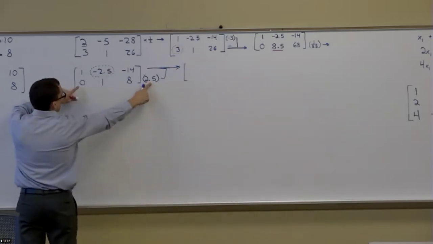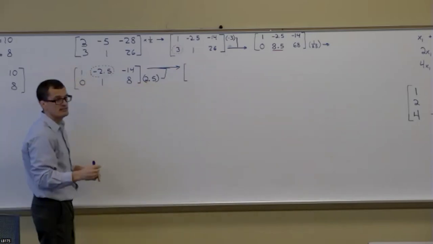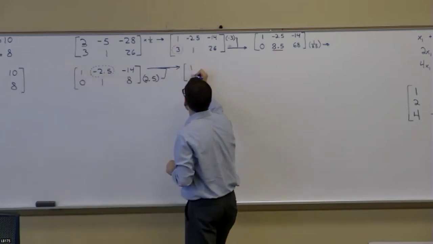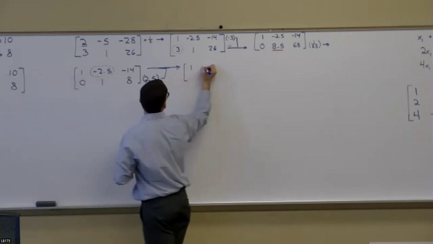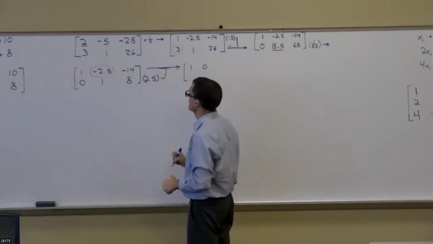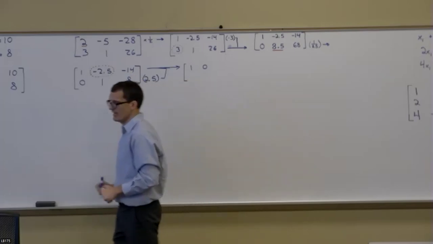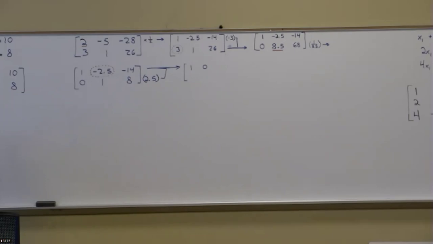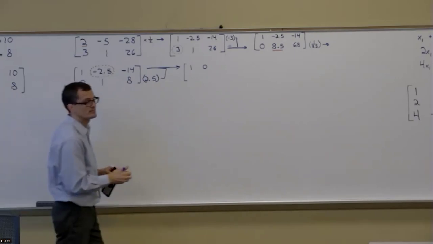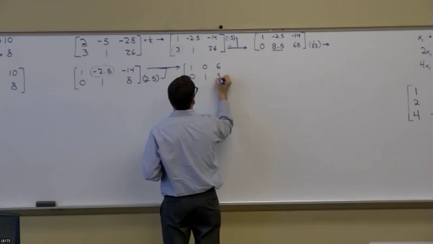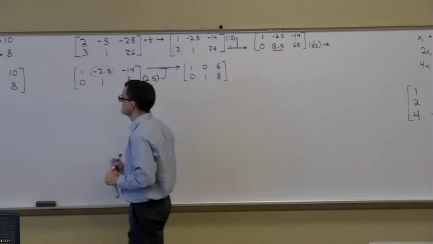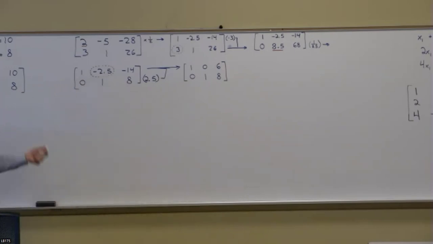By the way, if you do 2.5 times 0 plus 1, you just get a 1. 2.5 times 1 minus 2.5 is a 0, like what we wanted. And then 2.5 times 8 minus 14 is a 6. That second row would still be 0, 1, 8, and that is in row reduced echelon form.